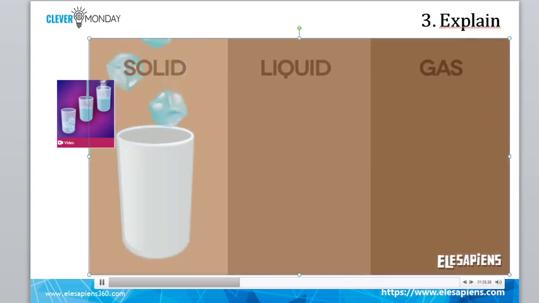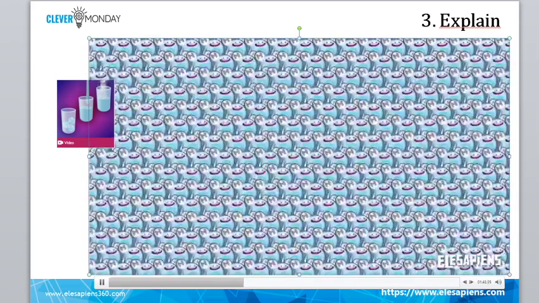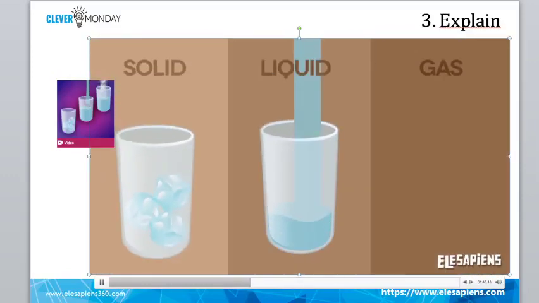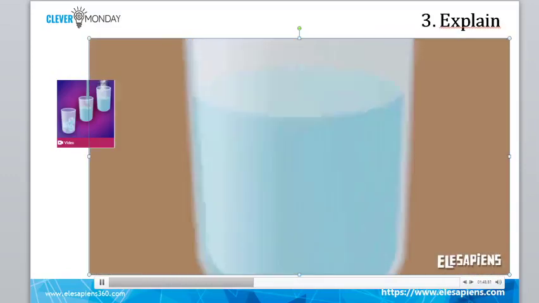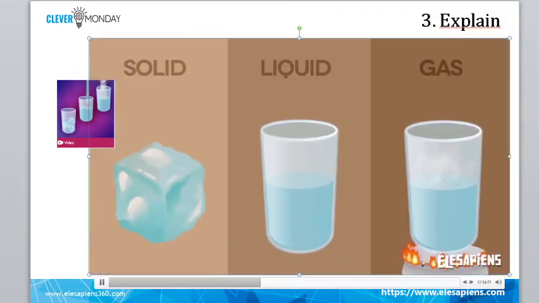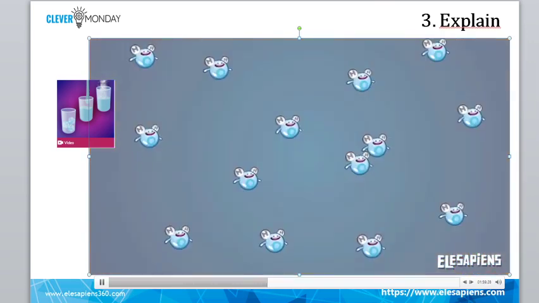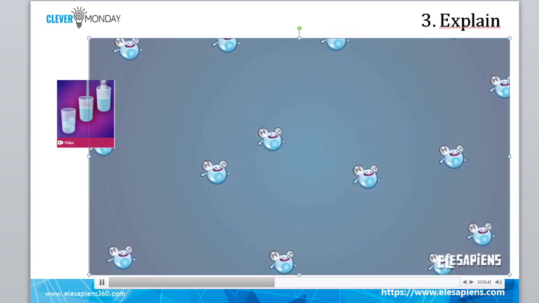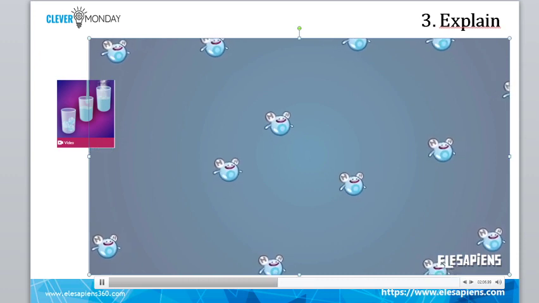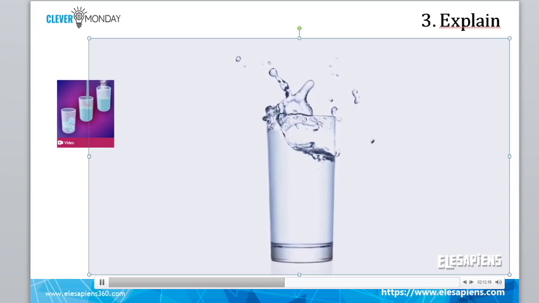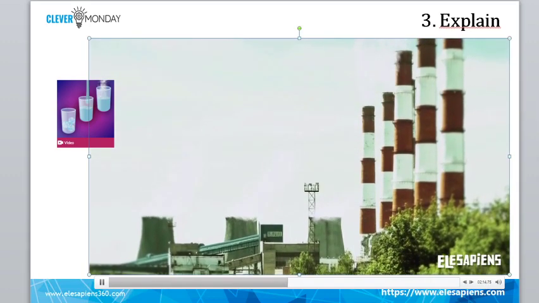In solid matter, particles are very close together and do not move. Therefore, they have a definite shape and are stable. In liquids, particles are more loose and move. Therefore, they do not have their own shape, but flow and take the shape of the container. In gases, particles are far apart and move in all directions. Therefore, they have no definite shape and flow, as in the case of liquids. But in the case of gases, they fill all the available space. In our planet, all matter is present in one of these three states, but may change depending on certain conditions.